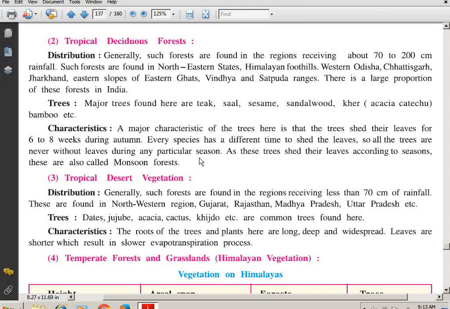As these trees shed their leaves according to seasons, these are called monsoon forests. So for the deciduous forest, another name is monsoon forest. For the tropical rainforest, what was the other name? Evergreen forest. But for the tropical deciduous forest, another name is monsoon forest. We studied the characteristics: they shed their leaves for 6 to 8 weeks, every species has a different time, they do not shed their leaves altogether, and so never is a tree left without leaves. These trees shed their leaves according to season.